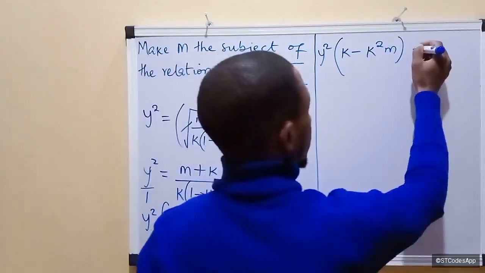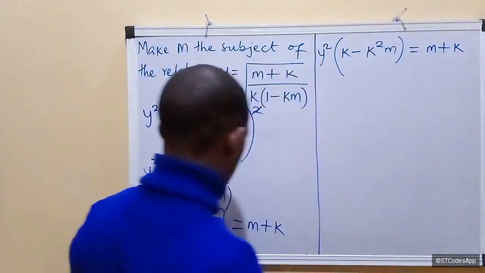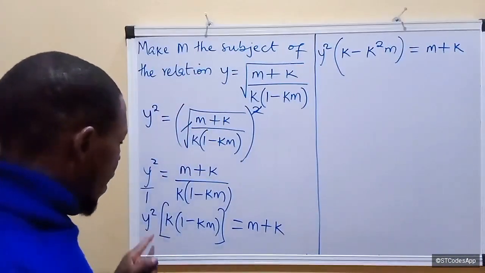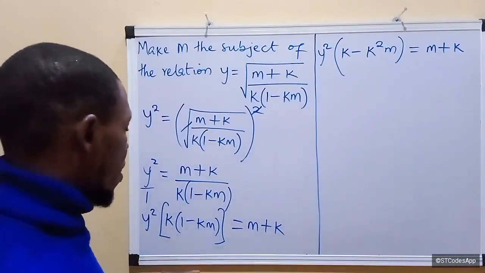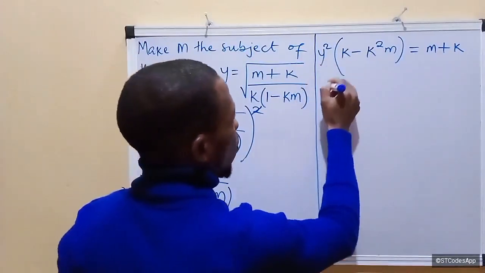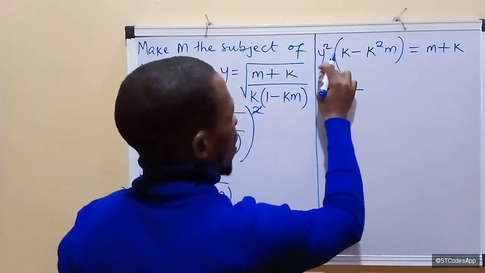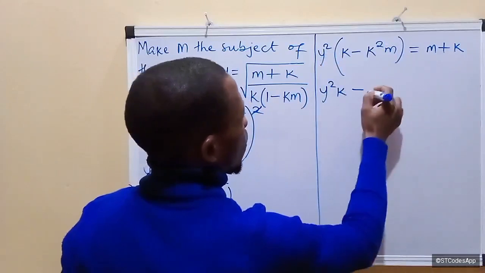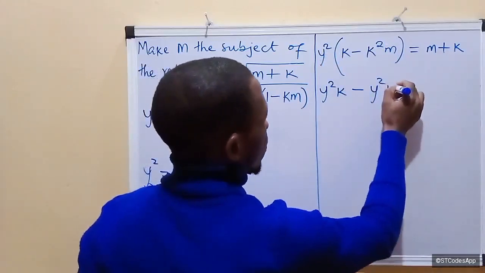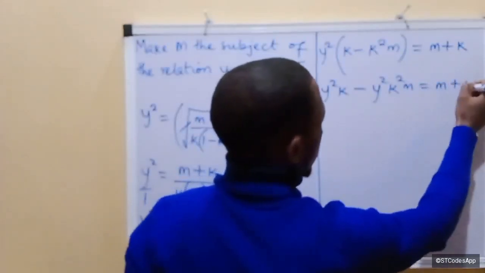equal to m plus k, the term on the right hand side. Then let's open the second bracket, or the last bracket. That's going to give us y squared times k, which is y squared k, minus y squared times k squared m will be y squared k squared m equal to m plus k.